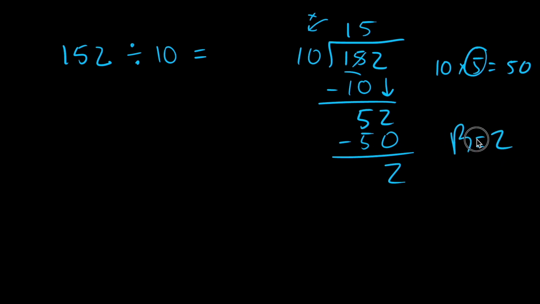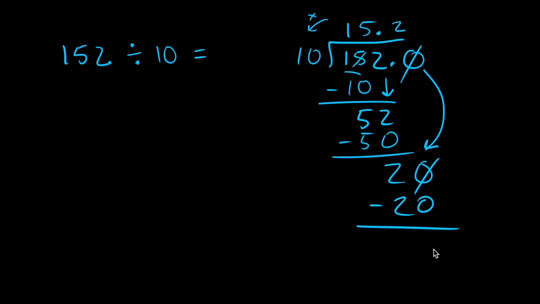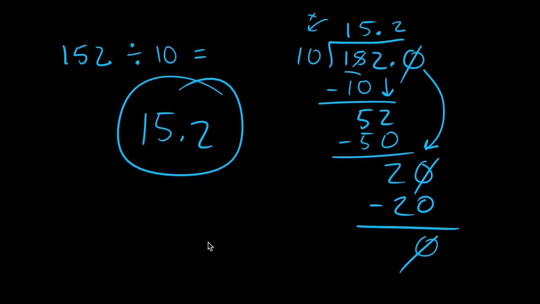However, we want to turn this into a decimal. So let's go ahead and add our decimals after the 15 and the 152. Write 0, give it to the 2, and now it's a 20. How many times can you fit 10 into 20? 2. And then 2 times 10 is 20. And your remainder is 0. So your answer is 15.2. And there you go. Easy.